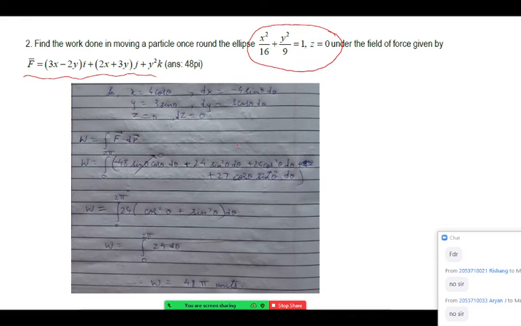Okay, the answer is here. The parametric equation for this ellipse is x is 4 cos theta, y is 3 sin theta, z is 0. So the value of dx is minus 4 sin theta d theta, dy is 3 cos theta d theta, dz is 0. Work done is the integration of f bar dot dr bar. The limits 0 to 2 pi are for one rotation on the ellipse. This is f1 dx plus f2 dy plus f3 dz, where x, y, z and dx, dy, dz are replaced in theta. The simplified value comes like this: it is 24 d theta, and the answer you will get is 48 pi. Okay, it's 48 pi.